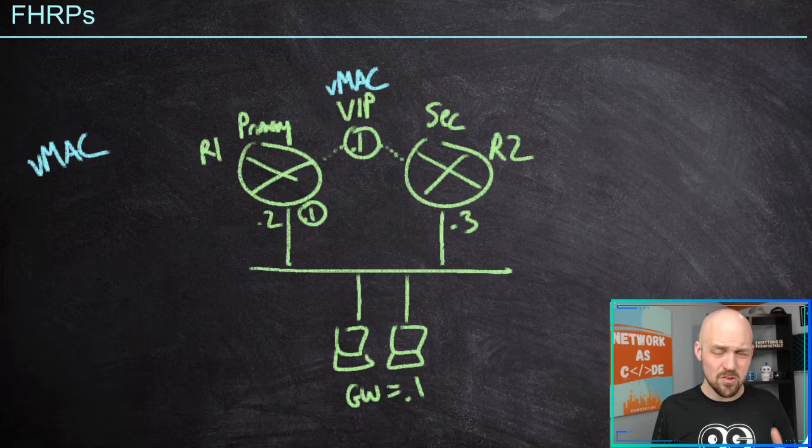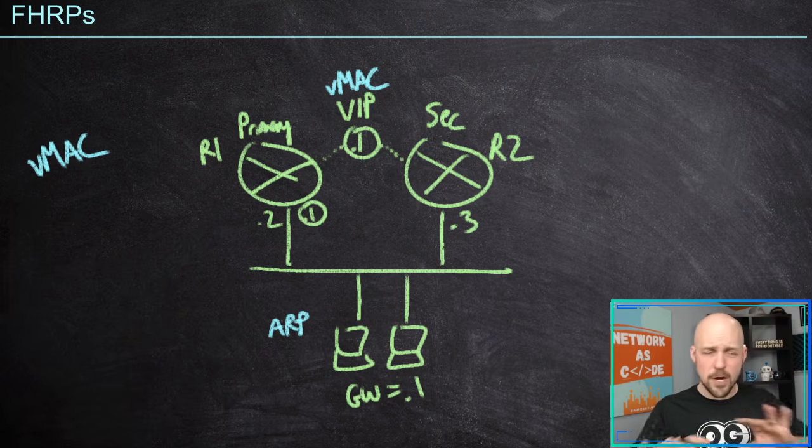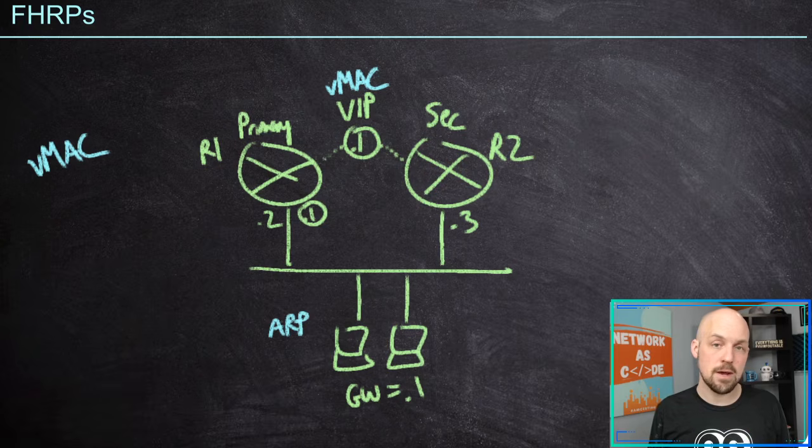So this virtual MAC address is at the heart of what makes all of this work, because what is going to happen here is that this host right here does an ARP for .1. Steady state operation, both routers are up. I need to send traffic to and through my default gateway. What do I do? Well, if I've never sent anything to my default gateway, I don't know what its MAC address is. And this is the concept of ARP.